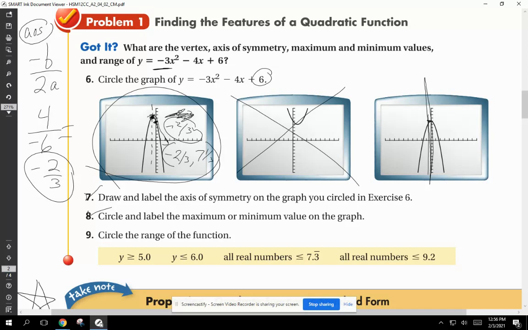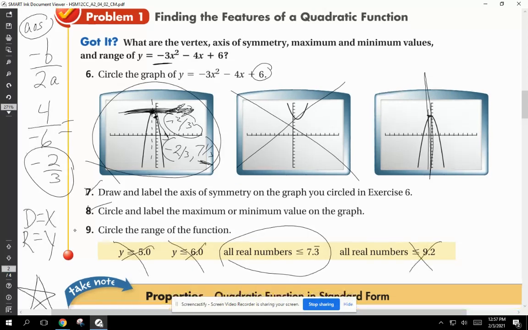Y. Remember, domain, range. D comes before R, and X comes before Y. So the Y value is going to be everything underneath 7 1/3. Oh, look, all real numbers less than 7 1/3. Boom. I don't know where they got these numbers, 5, 6, 9.2. So they just made them up.